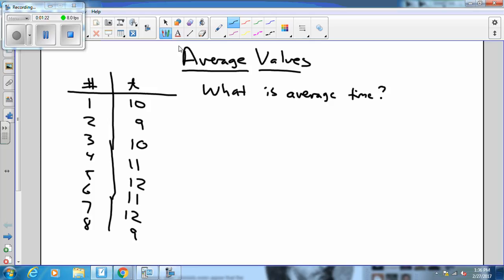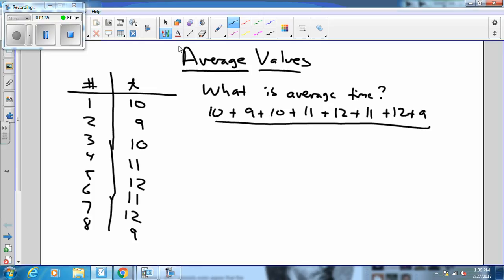then you would represent that average time as 10 plus 9 plus 10 plus 11 plus 12 plus 11 plus 12 plus 9, and all of that divided by how much? And we will call that the average time, just like that. If I were to represent that average time in a more compact notation, it would be this.